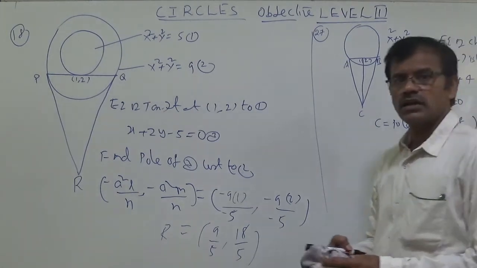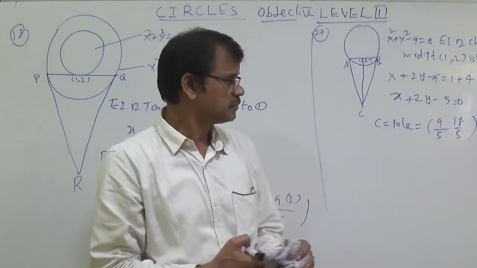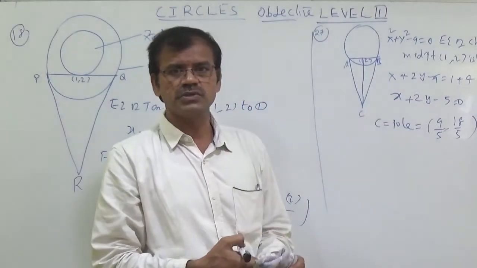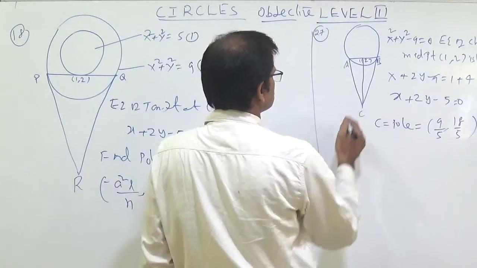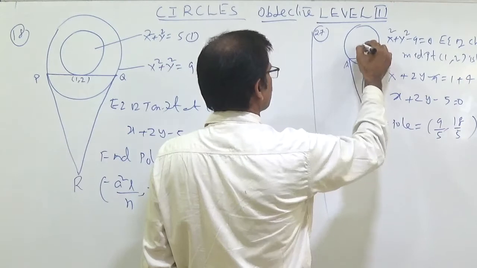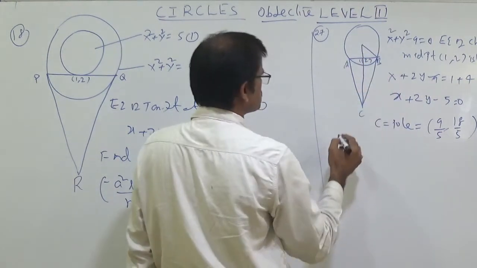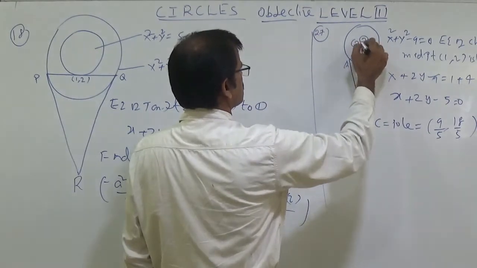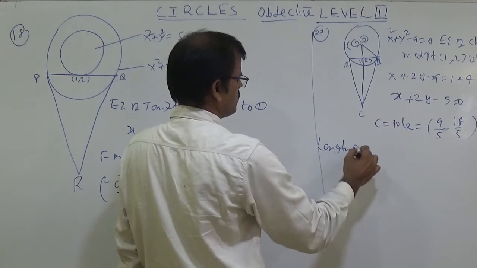Now we can calculate the area of the triangle. Area of the triangle is half into base into height. So this is the height. What is the base? The base is the length of the chord. Depending upon the center (0, 0), you can calculate the length of chord AB.